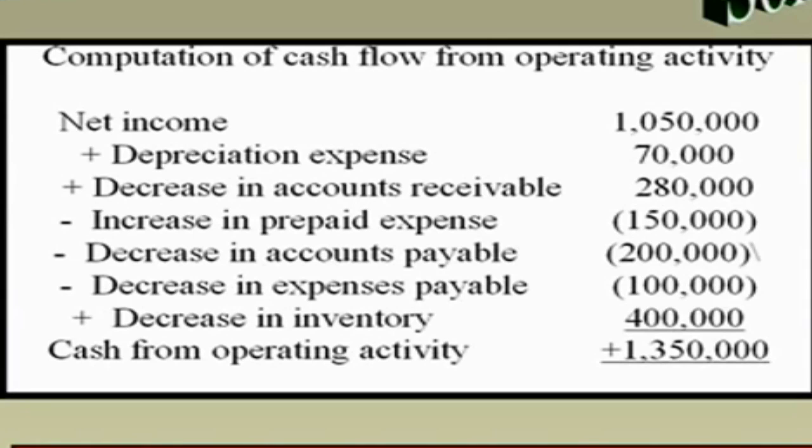Decrease in expenses payable. Expenses payable is a liability. Liability decreased. So you subtract 100,000. Same logic. Decrease in inventory. Inventory is an asset. What does the law say? An asset decrease is good. In this case, if inventory decreased, it means you sold it. So that's good for your cash. So when you add it, you get plus 1,350,000 cash, which means your final conclusion is the company's very healthy. They're doing well.